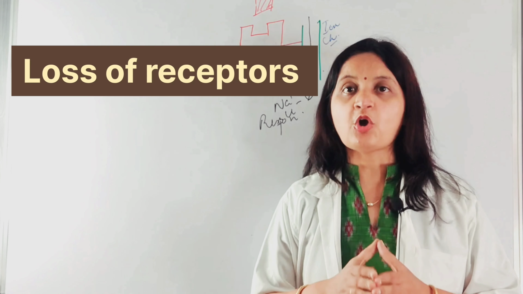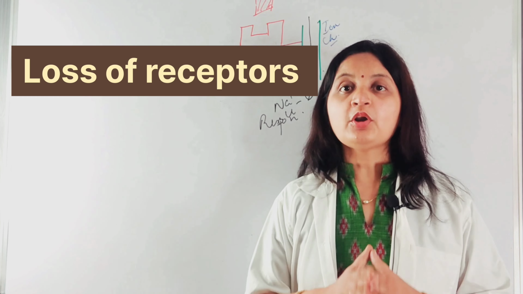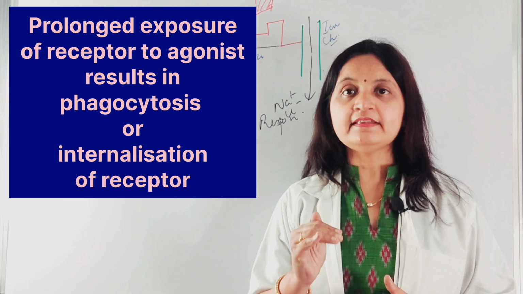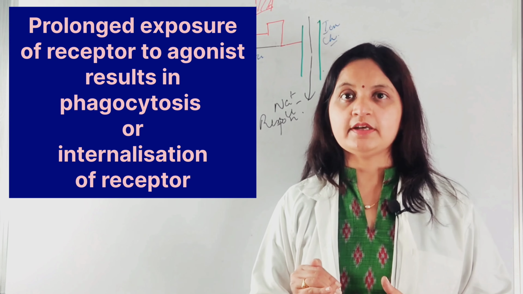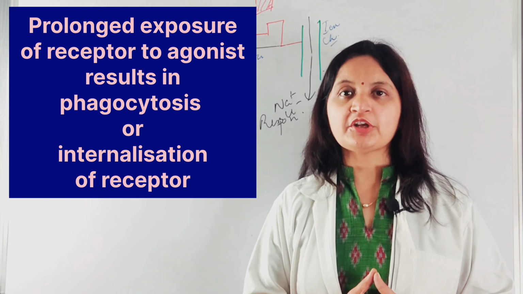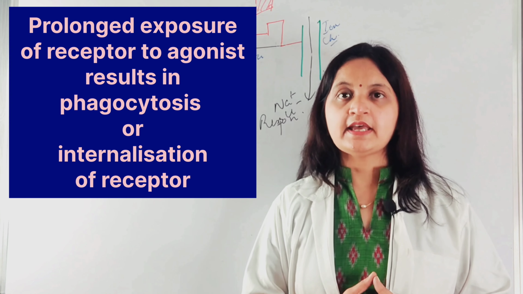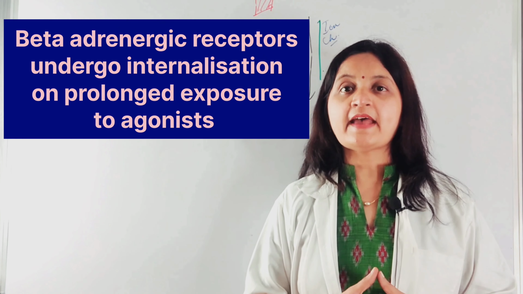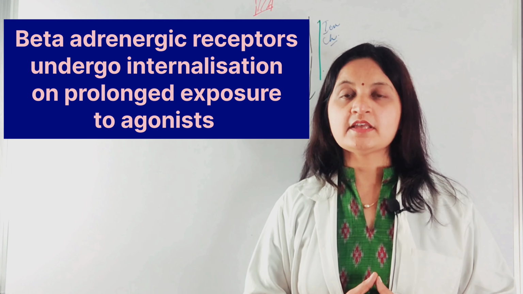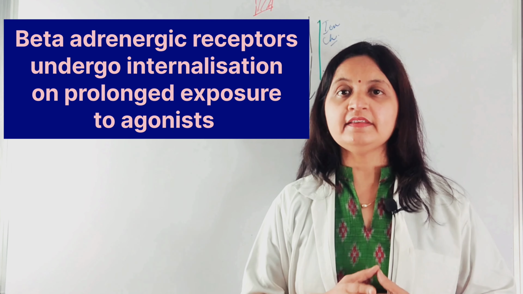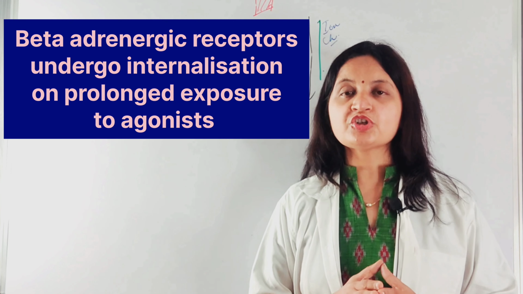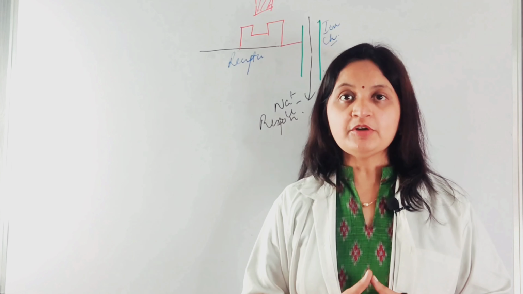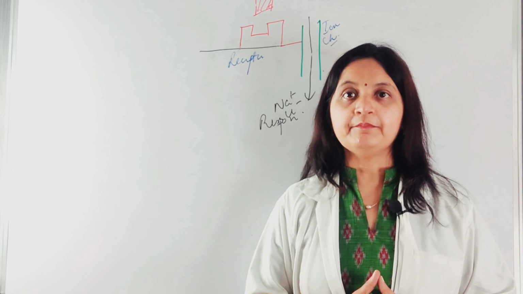Next mechanism is loss of receptors. Prolonged exposure of the receptor to the agonist results in a decrease in the number of cell surface receptors. This is due to internalization or phagocytosis of the receptors, and decreased therapeutic response and tolerance. The most common example is beta-adrenergic receptors, which show internalization or decrease in the number of receptors on exposure to the beta-adrenergic agonist. This is a gradual process and takes weeks and months to develop.